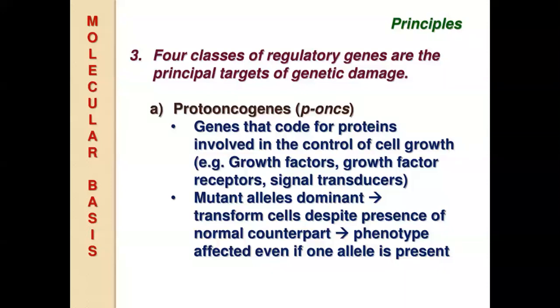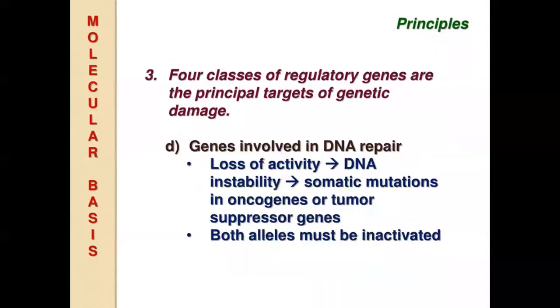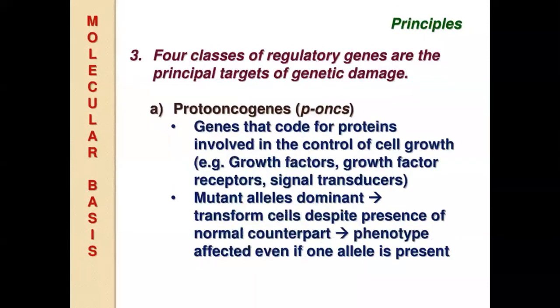What are the proto-oncogenes? Genes that code for the proteins involved in the control of cell growth, like growth factors, growth factor receptors, and signal transducers. Mutant alleles dominate, which transform the cells despite the presence of the normal counterpart, meaning the phenotype is affected even if only one allele is present.